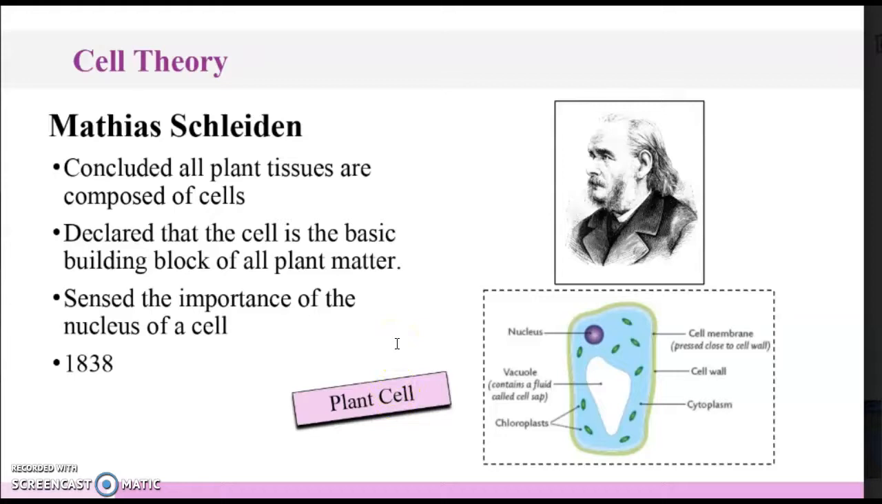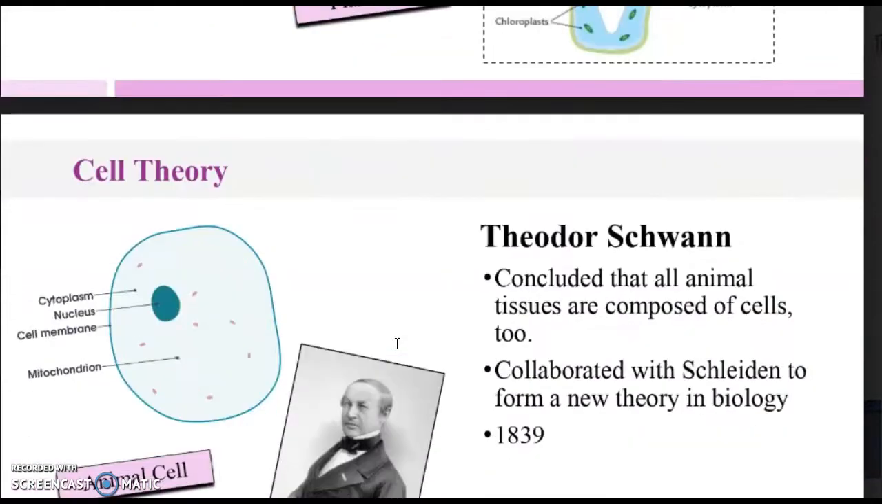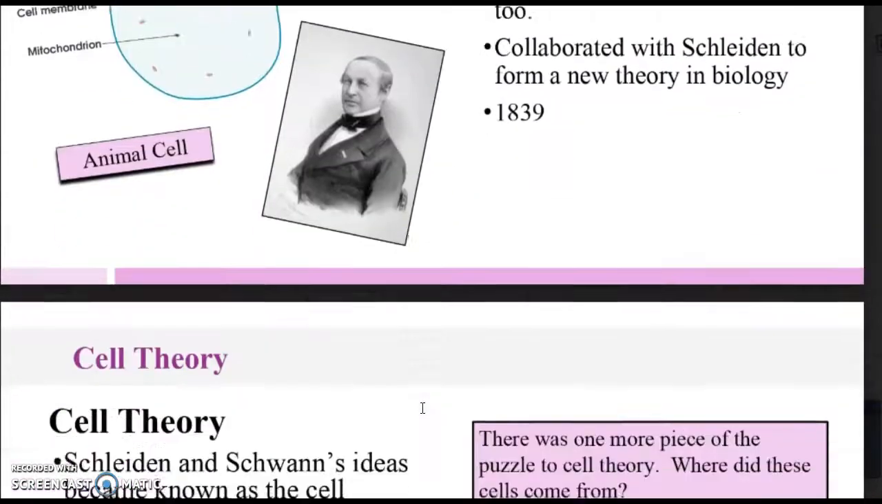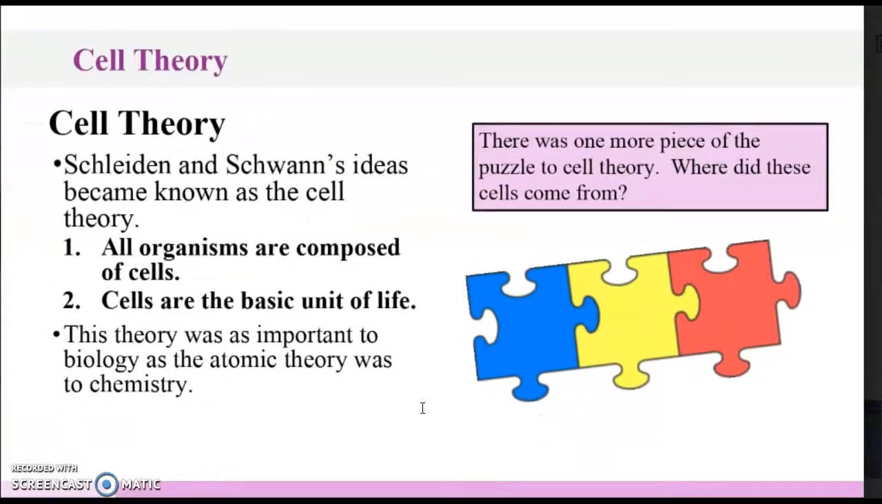Also notice the importance of the nucleus. And then Schwann was another scientist who concluded that all animal cells are composed of cells too. So essentially this idea of cells create tissue, and we'll get to this later. Tissue create organs, organs create organ systems, which create organisms. So the cell theory itself: all organisms are composed of cells, and cells are the basic unit of life.